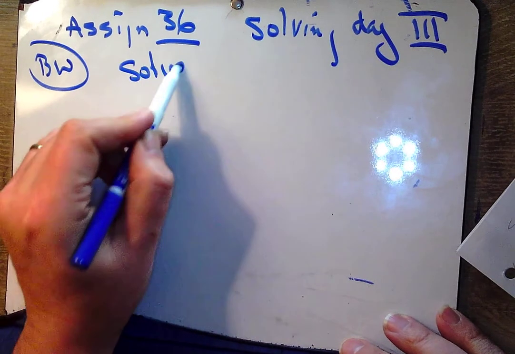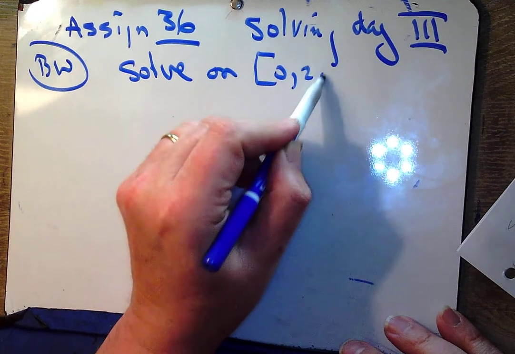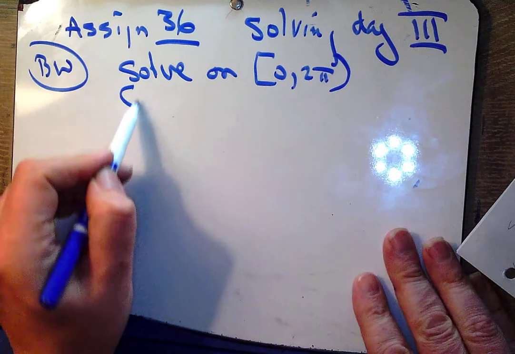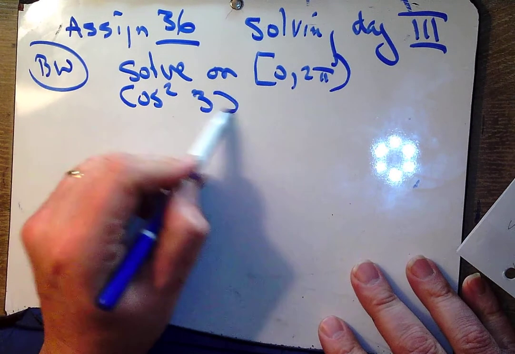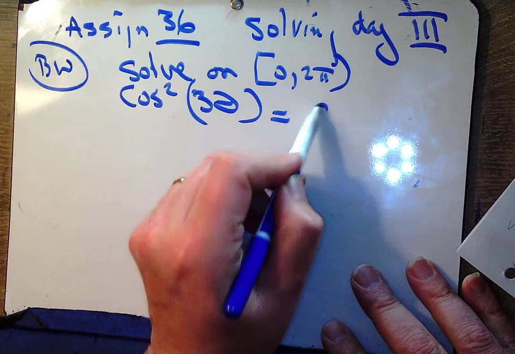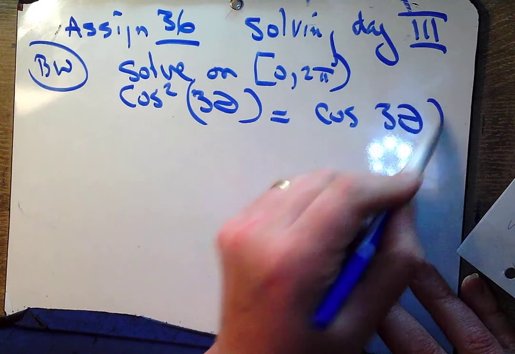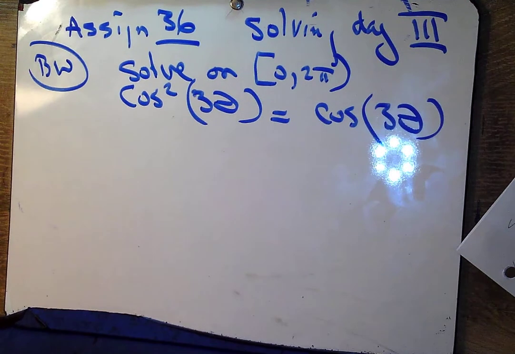Solve on 0 to 2 pi: cosine squared 3 theta equals cosine 3 theta. All right, so give that one a try.